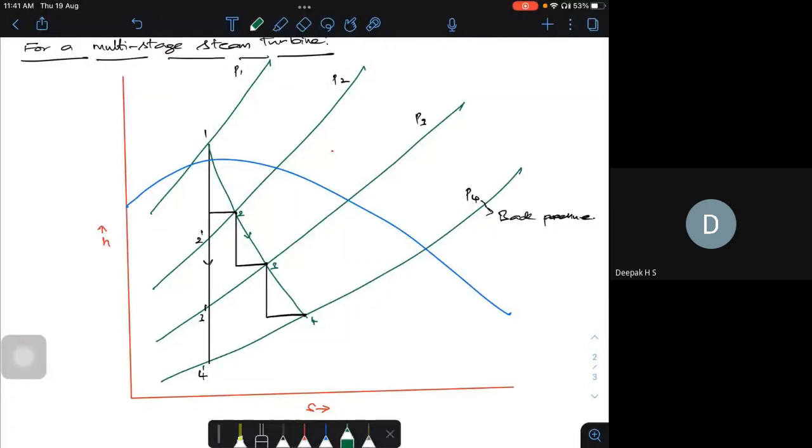losses, depending upon the losses, I may be getting a curve something like this. Or I may be getting a curve something like this. So depending upon the losses, the more the losses, the curve will shift towards the right. The less the losses, the curve will shift to the left actually. The stage efficiency. Okay.